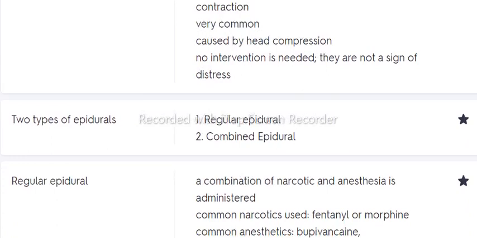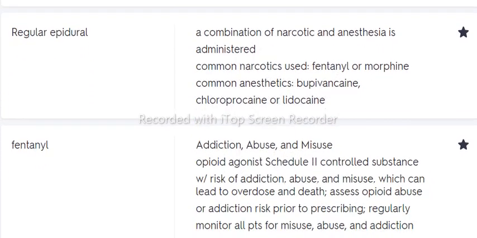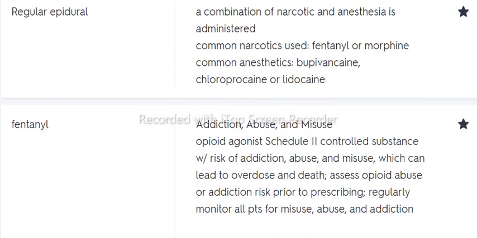Two types of epidurals. 1. Regular epidural. 2. Combined epidural. Regular epidural: a combination of narcotic and anesthesia is administered. Common narcotics used: fentanyl or morphine. Common anesthetics: bupivacaine, chloroprocaine, or lidocaine. Fentanyl.